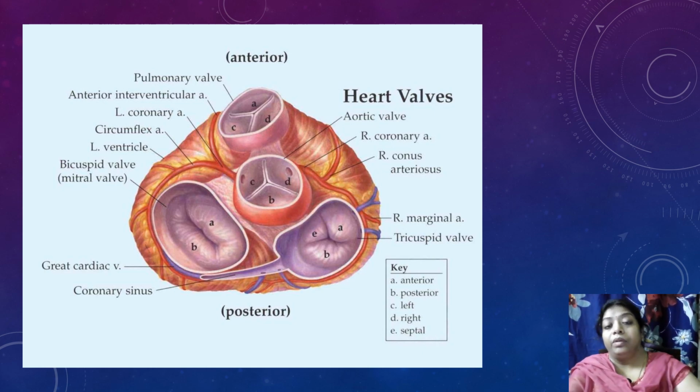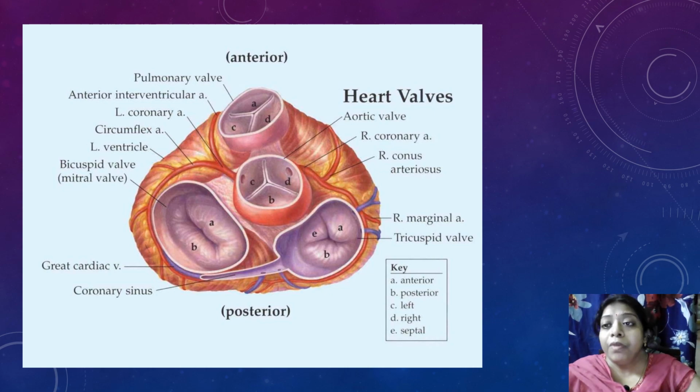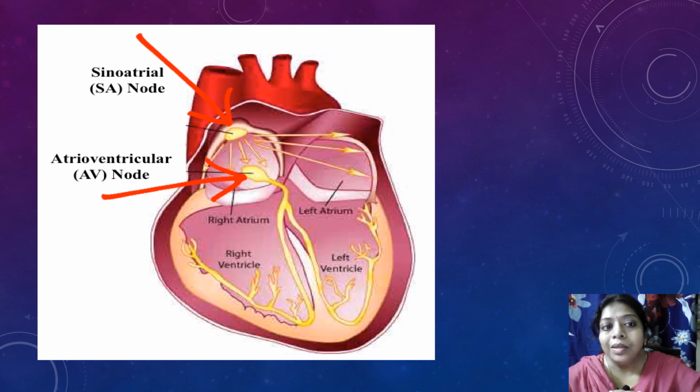Okay, the next one we are going into is the sinoauricular node, or the sinoatrial node. The sinoatrial node is a very important node. Especially it helps in the proper functioning of the heart. So this slide shows the sinoatrial node. You can see it right on top. And of course this sinoatrial node is a group of cells in the wall of the right atrium of the heart.